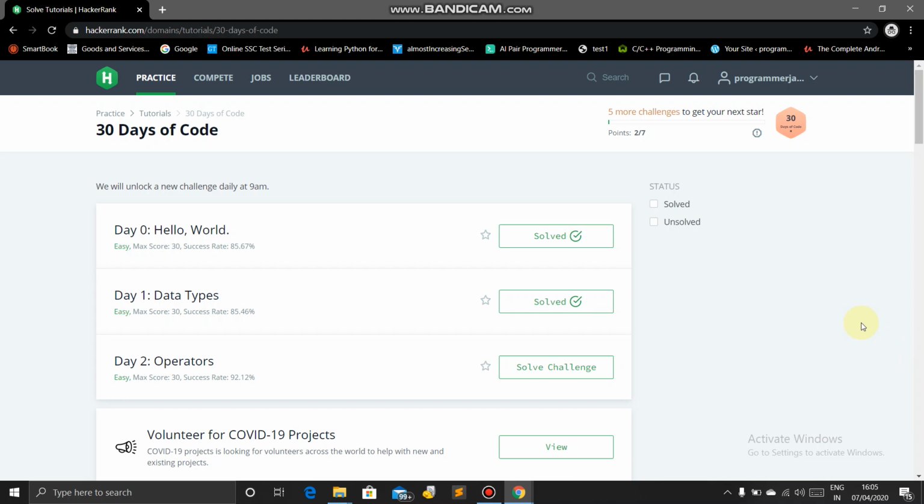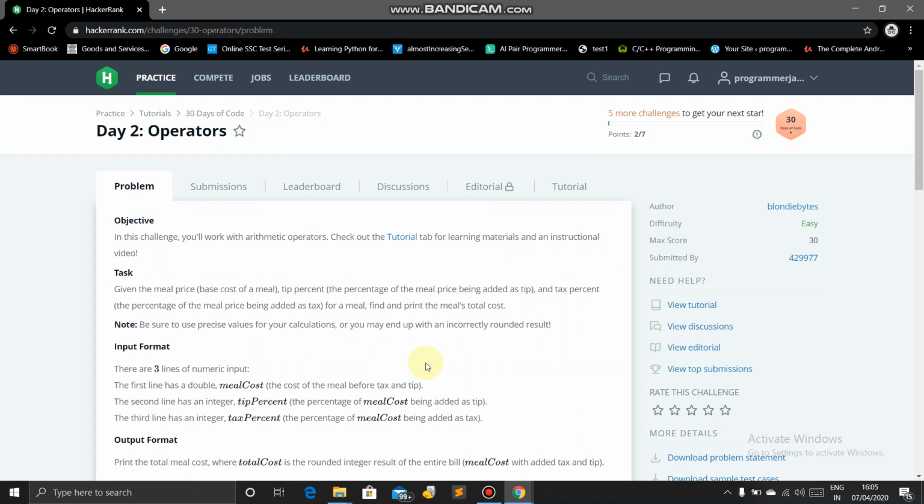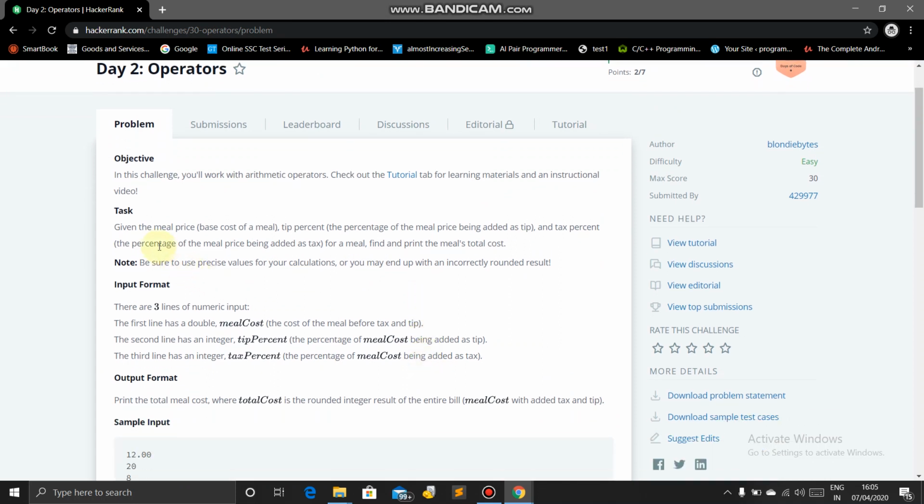Today I am going to start with operators, that is Day 2 in 30 Days of Code. So let's get started. So these are the given tasks. Given the meal price, the base cost of the meal, the tip percentage, that percentage of the meal price being added as tip, and the tax percentage, the percentage of the meal price being added as tax. For a meal, find and print the meal total cost.